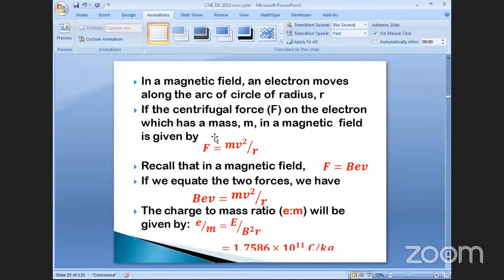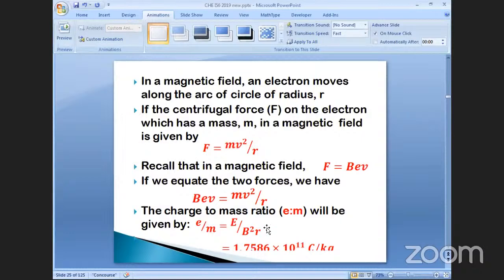So if we equate this, this is the centrifugal force on the electron in the magnetic field, and the magnetic field force is also this. So all these are inside the magnetic field, the BeV and the mv squared over r. If we equate that, we can get the charge, which is e, to mass ratio. Just make e over m the subject of this formula, and you end up with e over m equals v over B squared r.